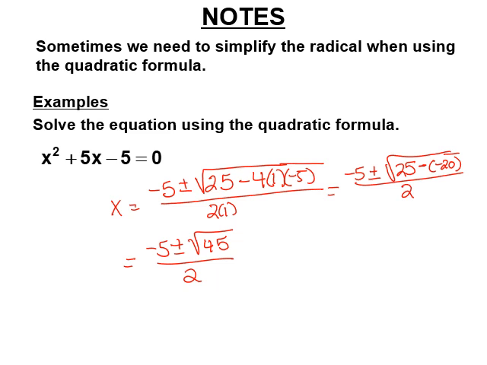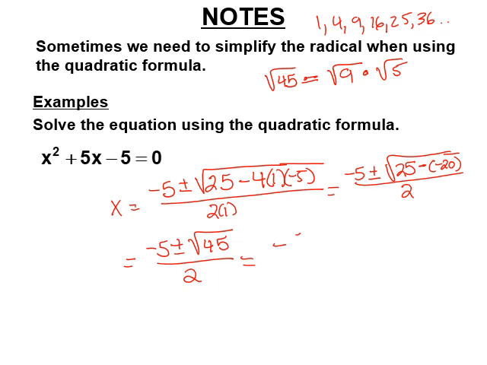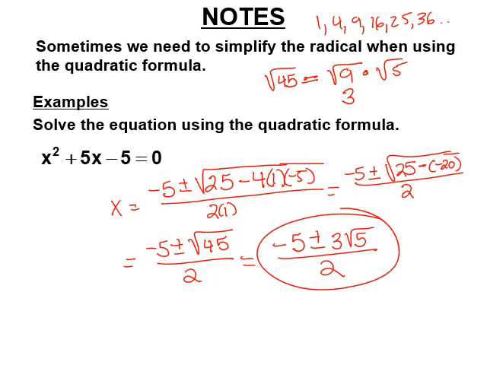Remember that we learned earlier in the year that you're not allowed to leave the square root of 45. The square root of 45 has a perfect square in it. You have to remove it. So it has the square root of 9 and the square root of 5. So the correct way to write this is negative 5 plus or minus 3 times the square root of 5 over 2. Those are the roots. So this had two roots, but you had this extra step of simplifying the radical or the square root. A radical is another name for square root.